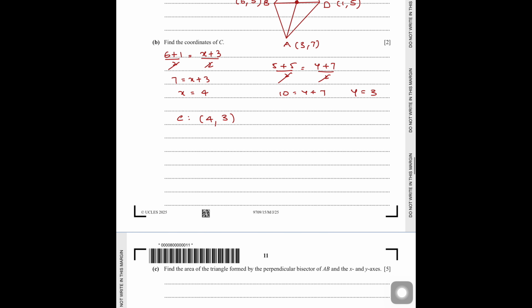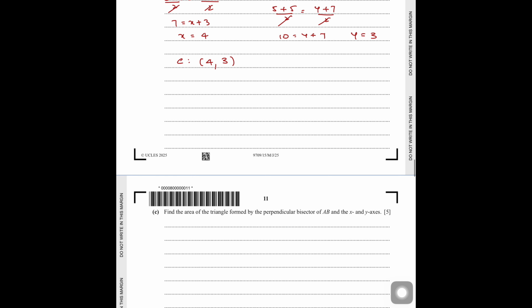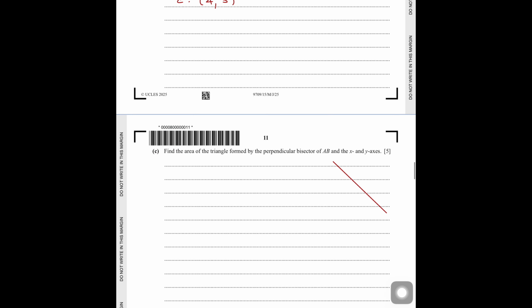Let me try the next part, C. Find the area of the triangle formed by the perpendicular bisector of AB and the x and y axes. All right, let me try. AB was here, like this. A is 3, 7 and B is 6 and 5. So let's say it looks something like this.